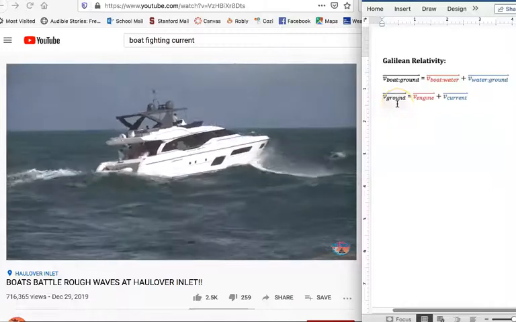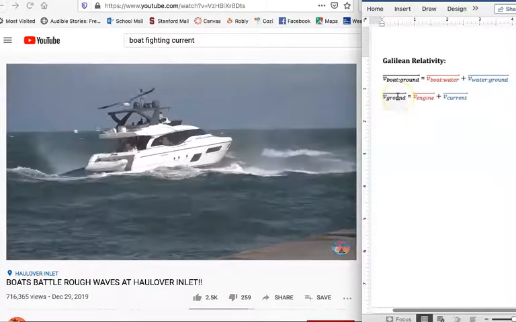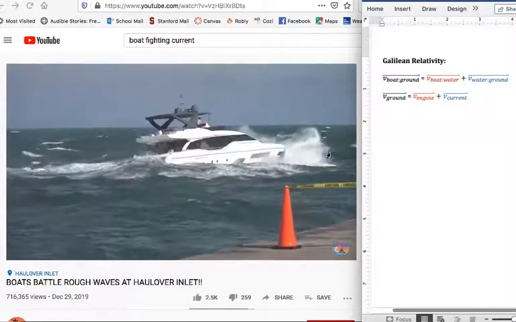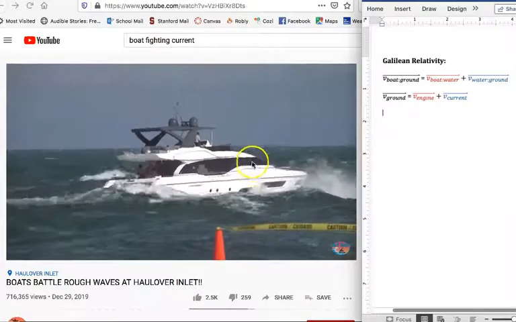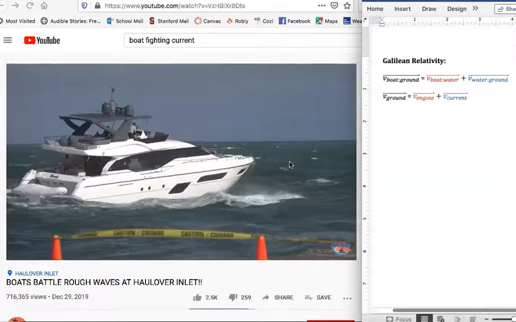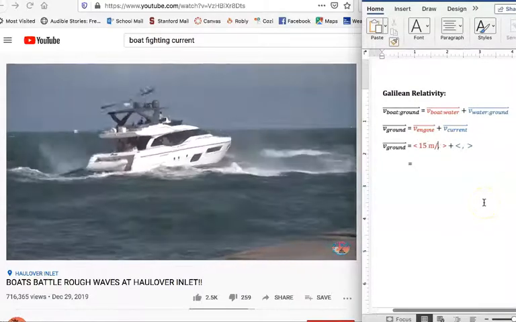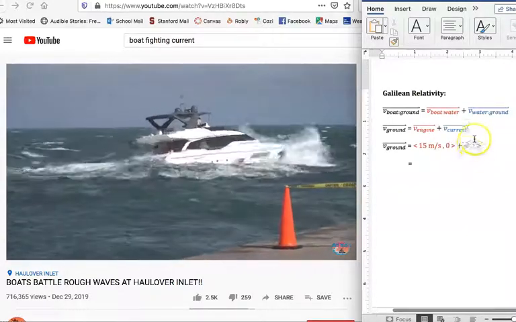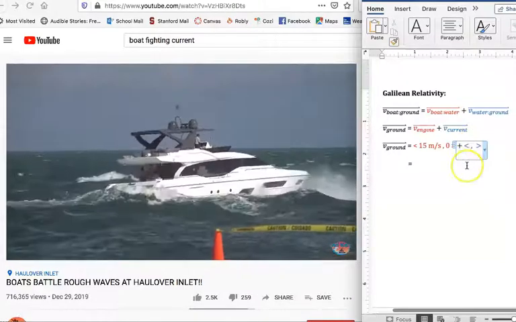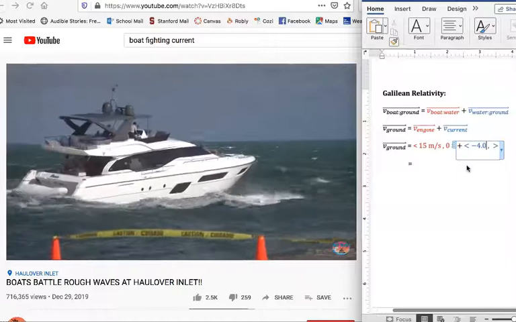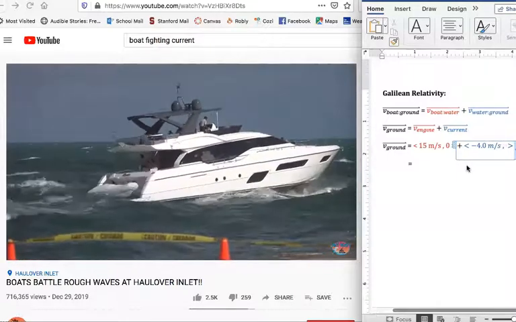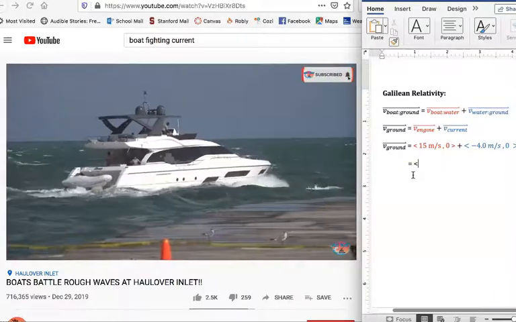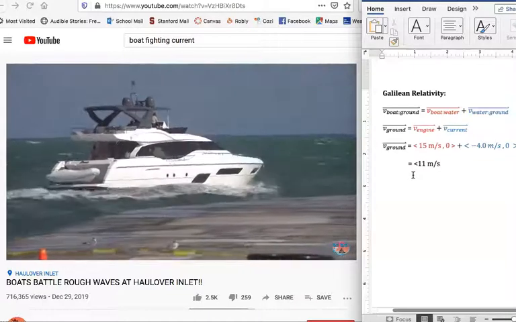In this class, we can use the slightly shorter ground velocity equals engine velocity as set by the pilot plus whatever the current is doing. In this case, if the pilot is trying to drive this boat at 15 meters per second east, notice we have to use bracket notation because this is a two-dimensional problem, and the current is flowing west against the boat at 4 meters per second west, that is -4 east. You'll notice the boat will have a very hard time coming through, and relative to the ground, it's only going to be going 11 meters per second or so to the east.